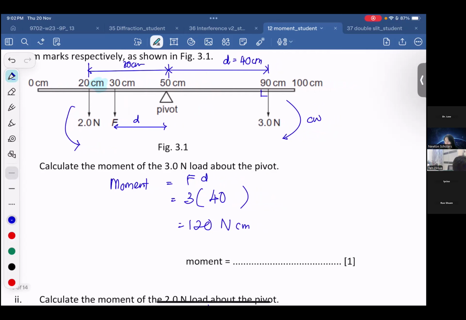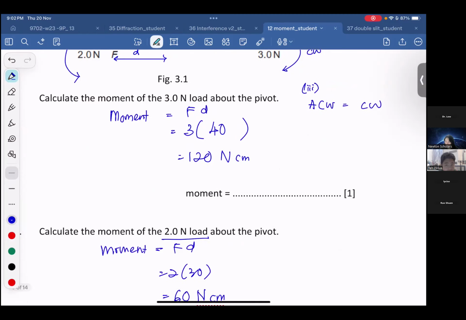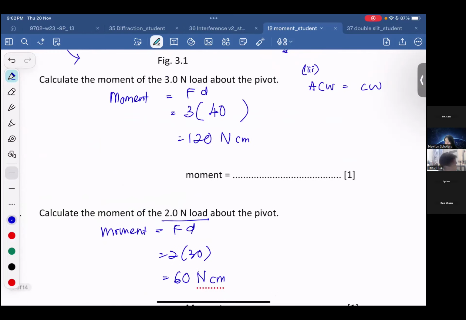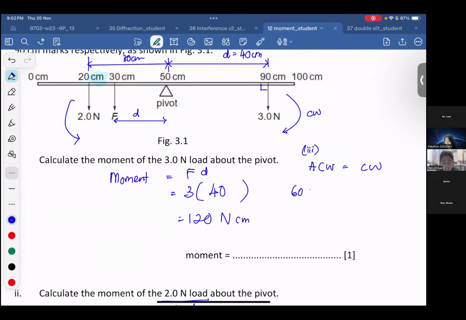Question number 3. Check your answer, and later you tell me why you got 2 Newton. Anti-clockwise moment equals clockwise moment. I have 2 forces causing anti-clockwise. Just now the 2 Newton we already counted as 60. So 60 Newton cm plus the force times the distance. Here the distance is 20 cm, equals the clockwise. Clockwise here is 120. We already counted that in questions 1 and 2.